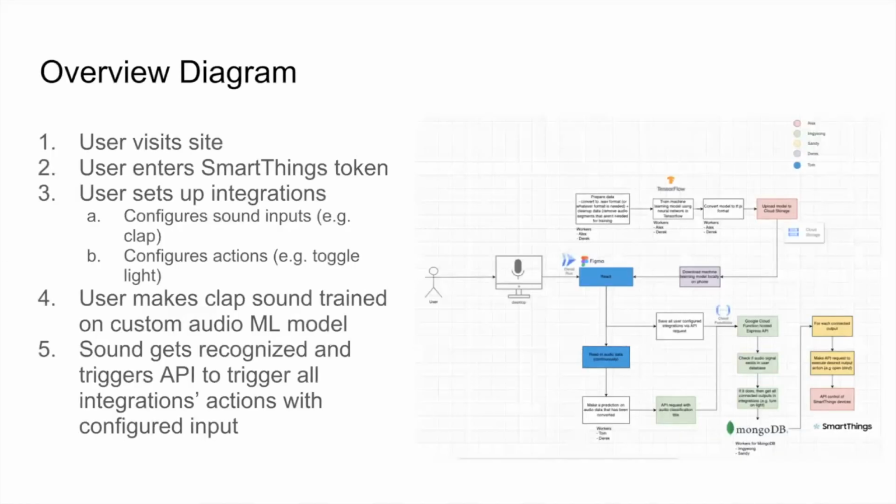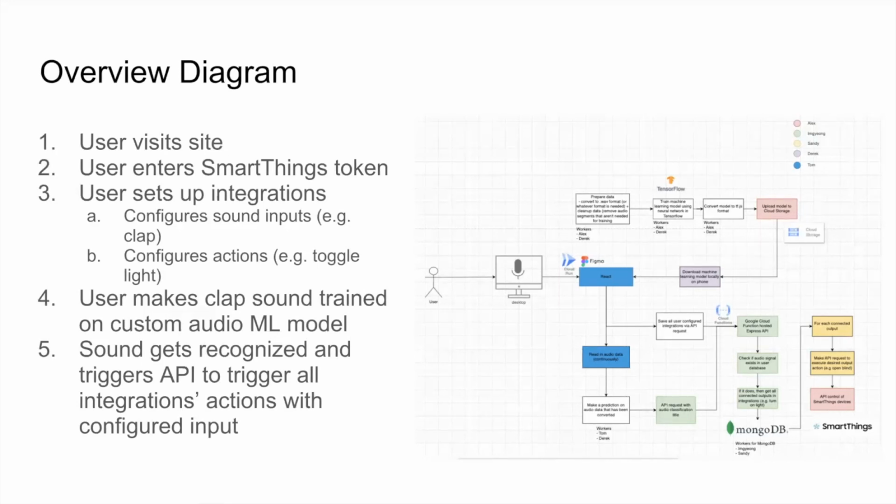So the way it works is that the user would visit our site, which is hosted on Google Cloud Run and via a Docker image hosted on Google Artifacts repository. And they enter in their SmartThings token to configure the integration, and then they set up on a page the integration, so they configure all their inputs and what actions they'll trigger, such as toggling lights.